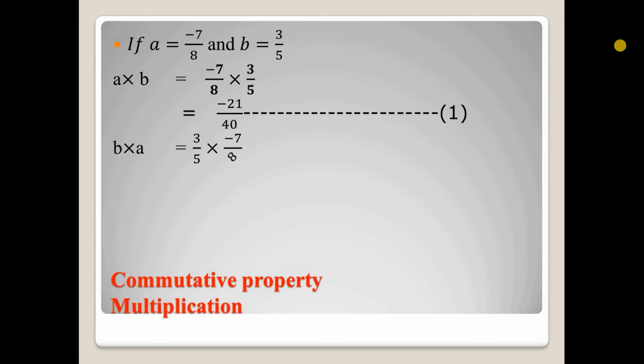Now we can say 3 7s are 21. So minus 21 by 5 8s are 40. Minus 21 by 40. This is the equation 2.